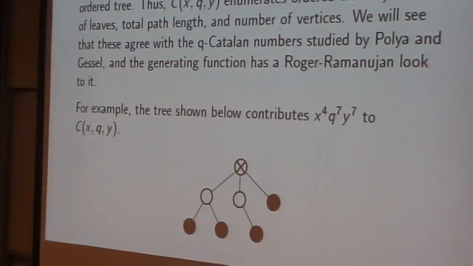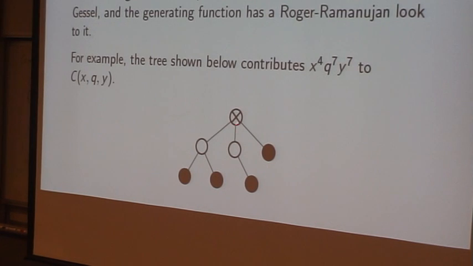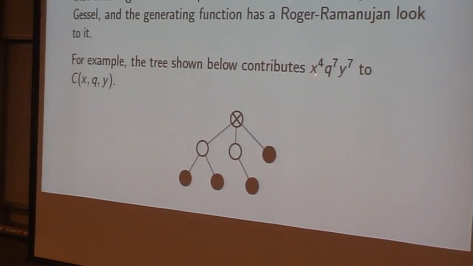Those of you who are confused about this, if you take this particular ordered tree, it contributes x to the 4, q to the 7, y to the 7 to C_q of y.